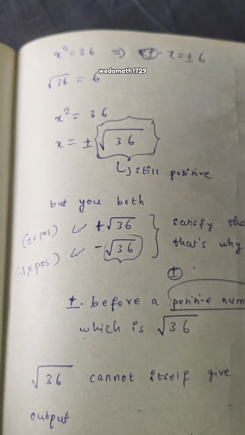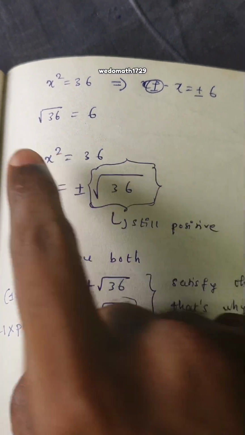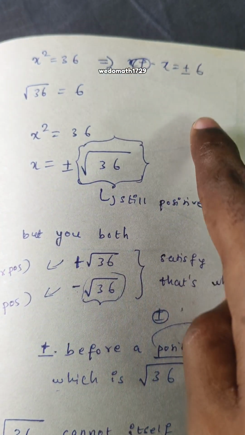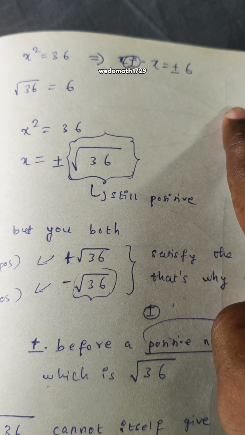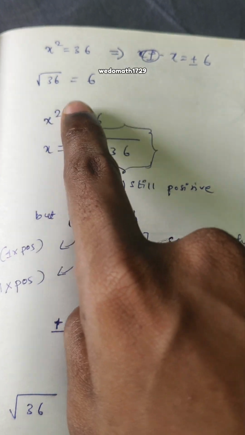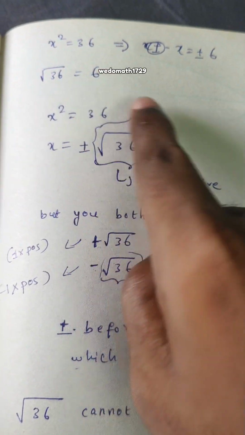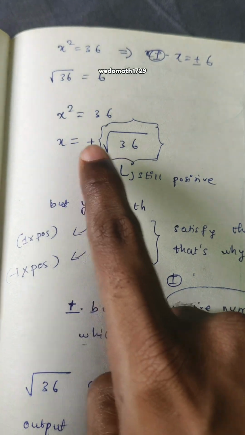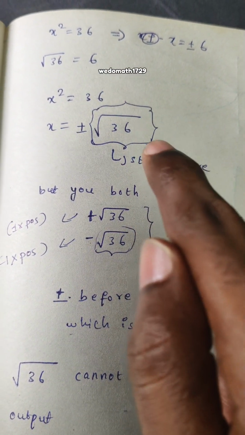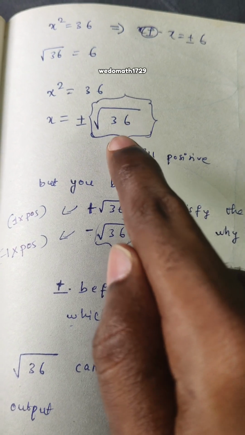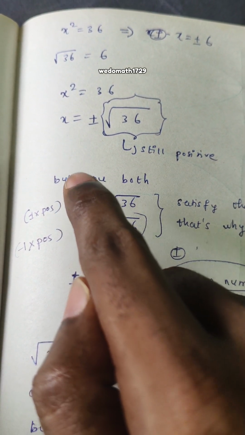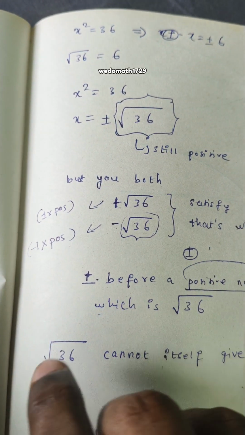Let us look at another. Let us try to understand with a simple example. Let's say we have an equation x square equals 36. We know the values x equals plus or minus 6. Even in this case, square root of 36 is 6, not plus or minus 6. x square equals 36, x equals plus or minus square root of 36. Here, square root of 36 is still positive. Plus and minus are the signs we are putting before it.